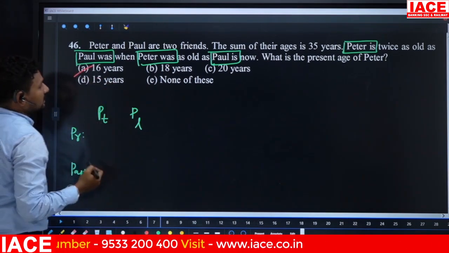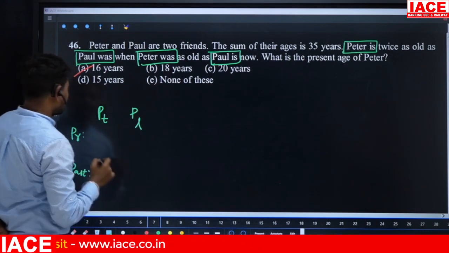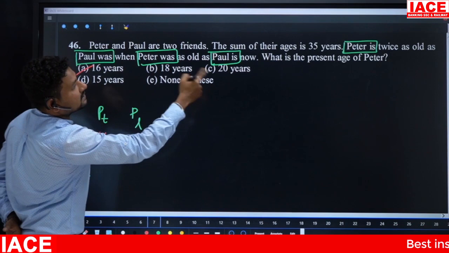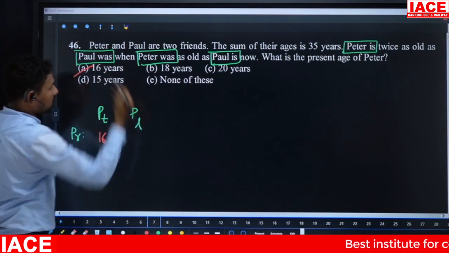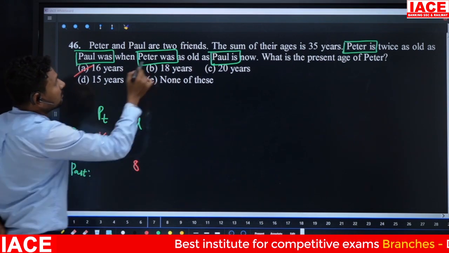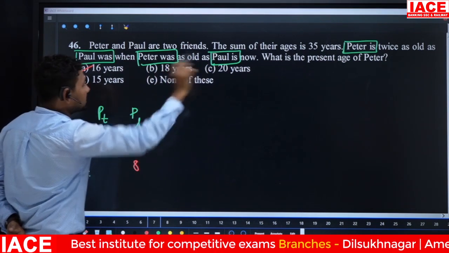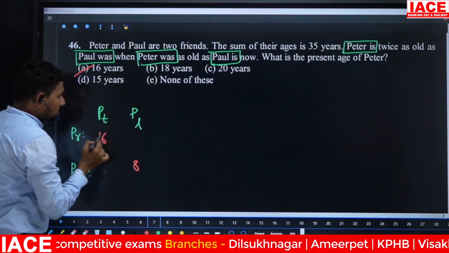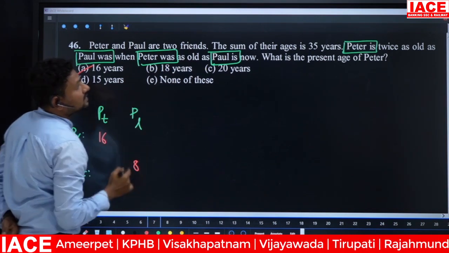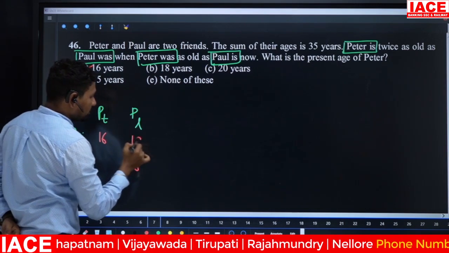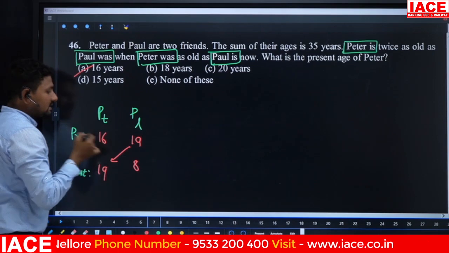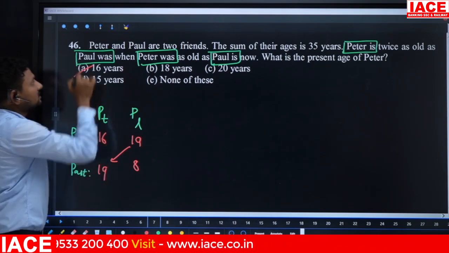So 16 years. Then Peter's present age is 16 years. Peter's present age is twice as old as Paul was. Paul was means it is 8. Comparing 8 and 16, it's double. And Peter was as old as Paul is now. So Paul's present age is how much? Peter's present age is 16, and the total sum is 35. From 35, 16 will be removed. It is 19. And here both are equal. Past age is 19 years, present age is 16 years, which is not believable. That means that option is wrong.